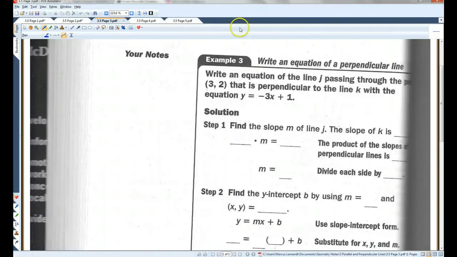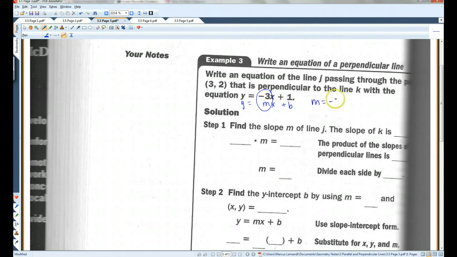Okay, example 3. Write an equation of a line J passing through the point 3, 2, that is perpendicular to the line K with the equation y equals negative 3x plus 1. Alright, we're going to start this out the same way. y equals mx plus b. The slope of this line is negative 3.